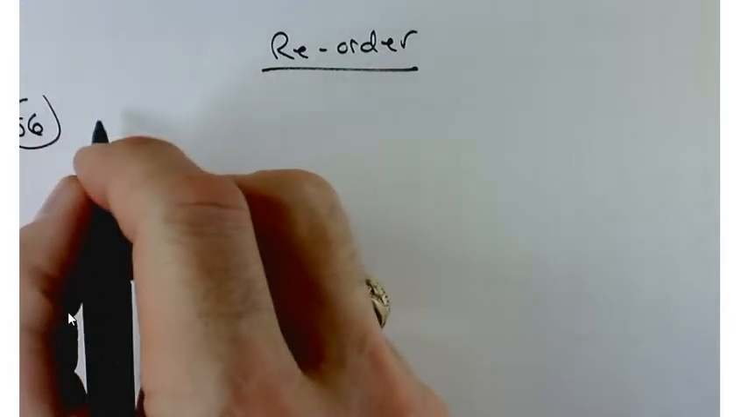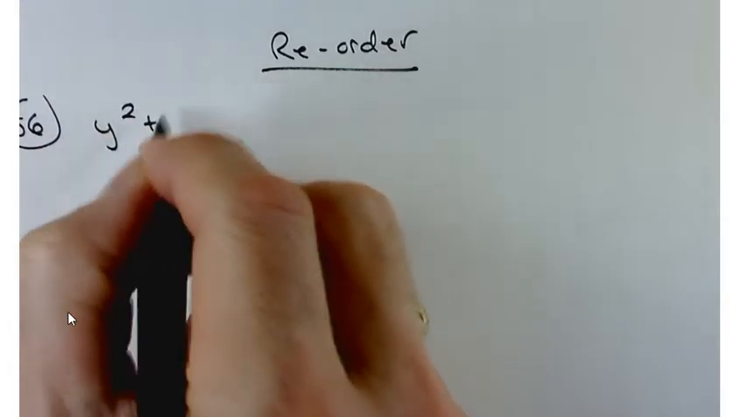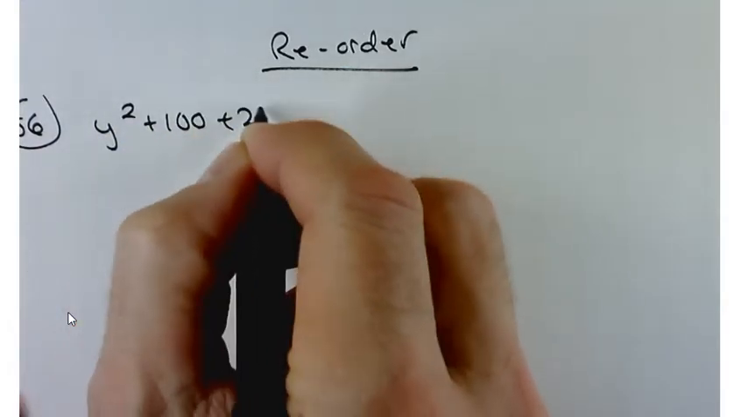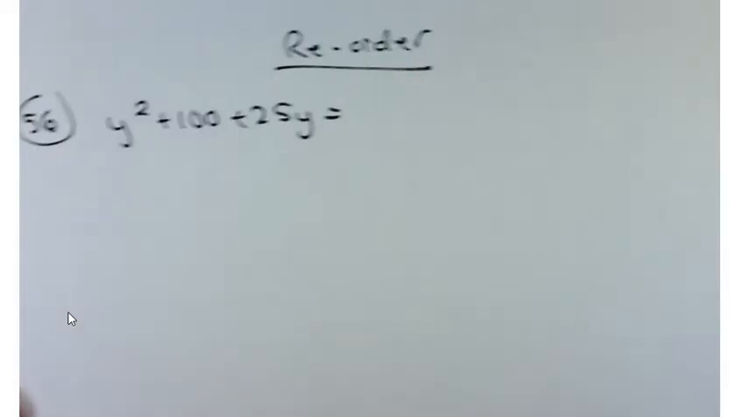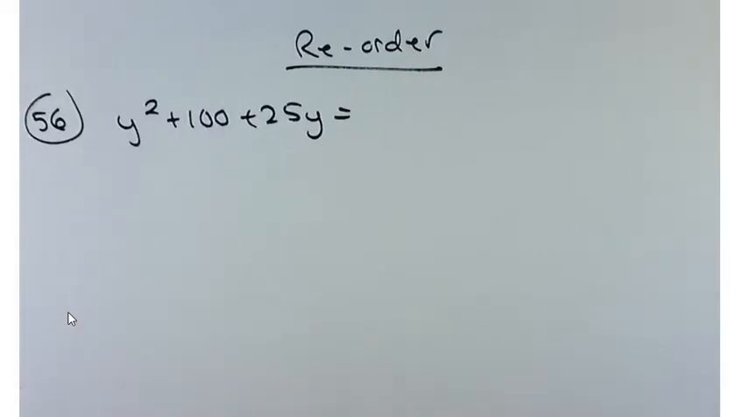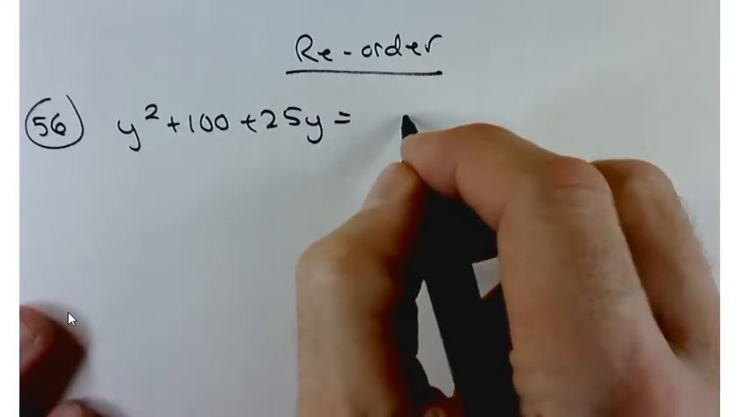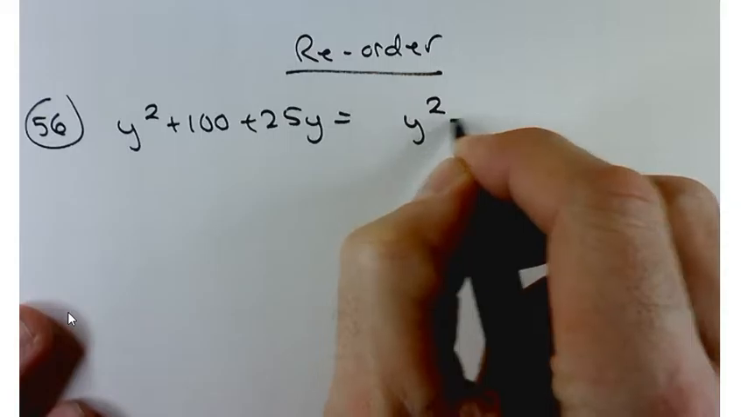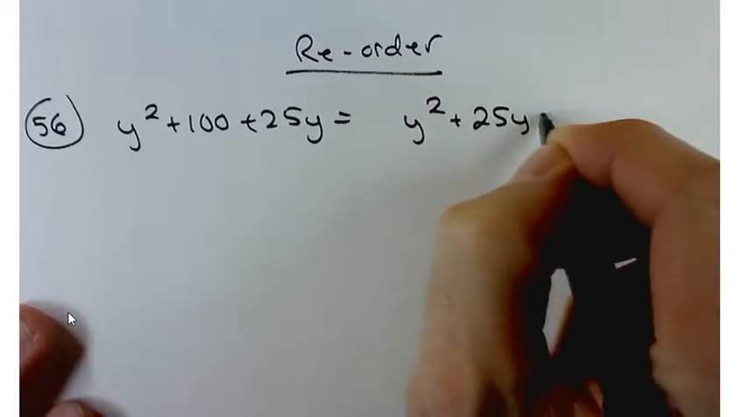Like problem number 56, y squared plus 100 plus 25y. Something about this might look a little strange to you. It depends on how well conditioned you are from looking at lots of problems. But is there anything that looks odd or different? Here, the y is not the middle term. Generally speaking, we write things in descending order. So it'd be y squared plus 25y plus 100.